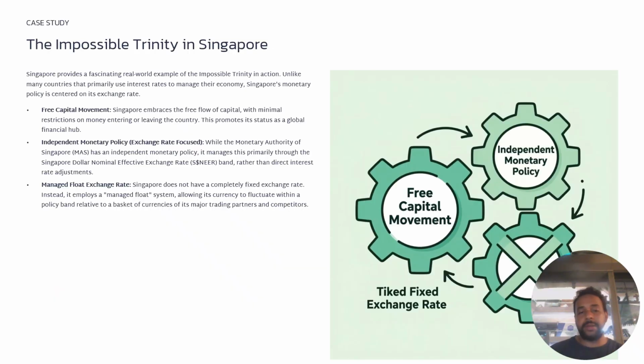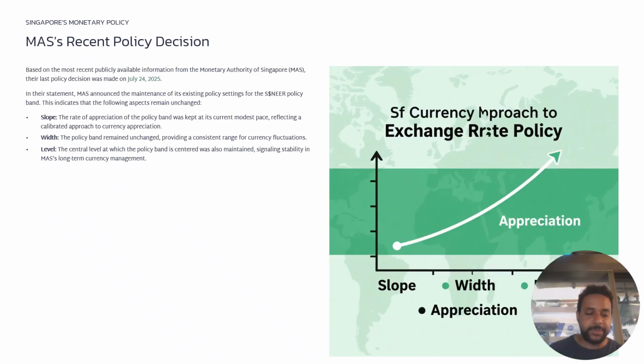About Singapore, basically, Singapore has free capital movement due to minimal restrictions, an independent monetary policy, and a managed float rate, as Singapore does not have a completely fixed exchange rate.